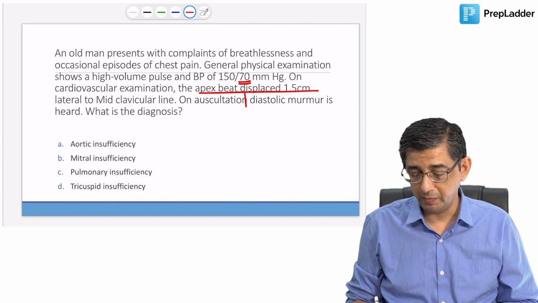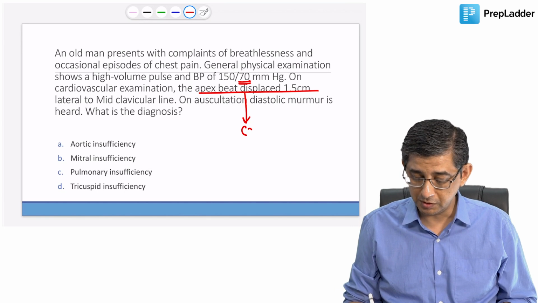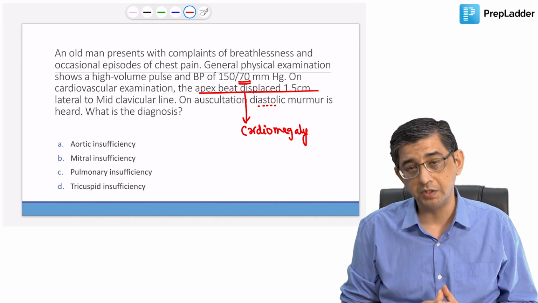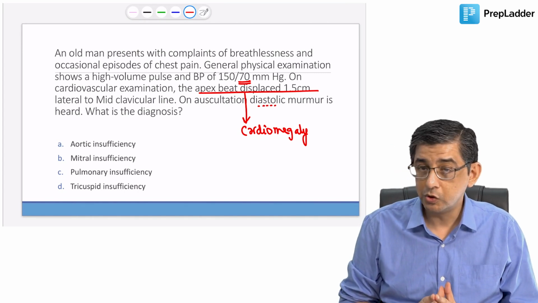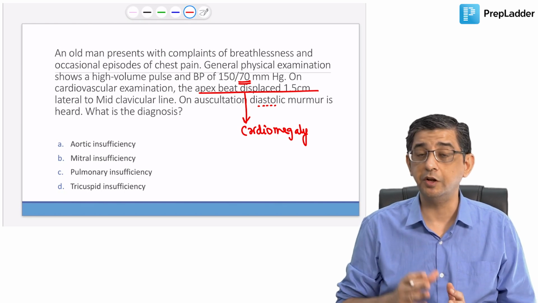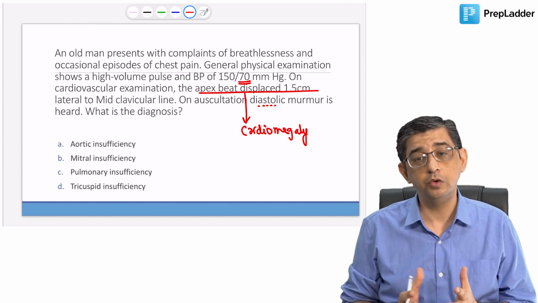But let's move on. On cardiovascular examination, the apex beat of the person is displaced lateral to the mid-clavicular line. This statement that I have mentioned before you, the apex beat is moving away, tells you that this person is definitely having a cardiomegaly, and at the same time it is also talking about a diastolic murmur being heard in the patient. The usual impression of most doctors is that whenever he will ask you diastolic murmur, I will answer mitral stenosis. That is the feedback that I got from a lot of students, but mitral stenosis is not in the options. So how to solve this question?